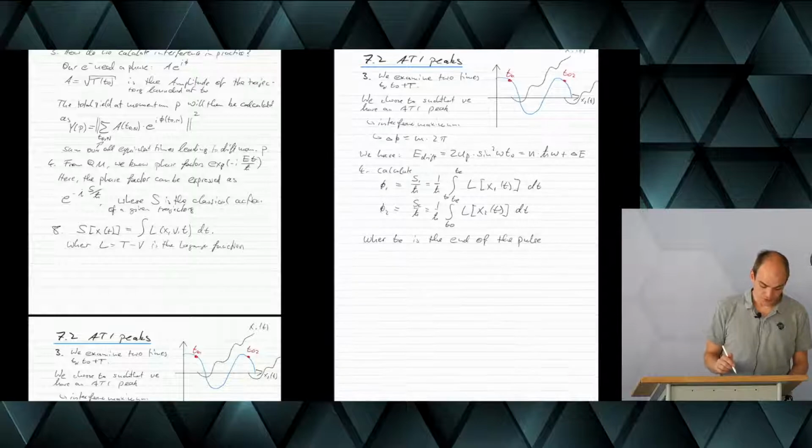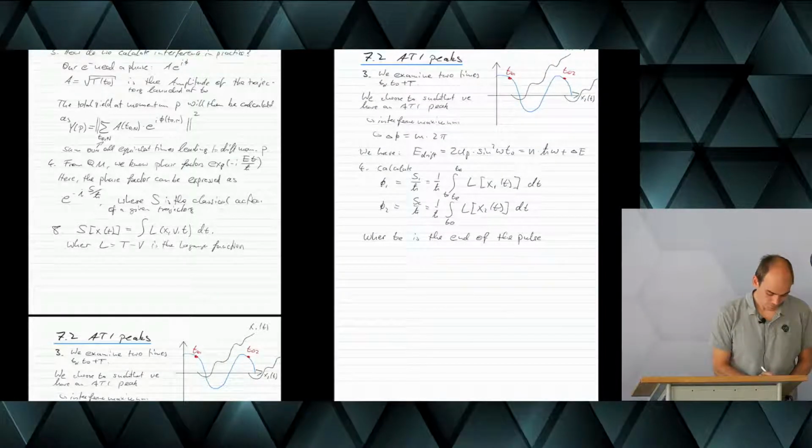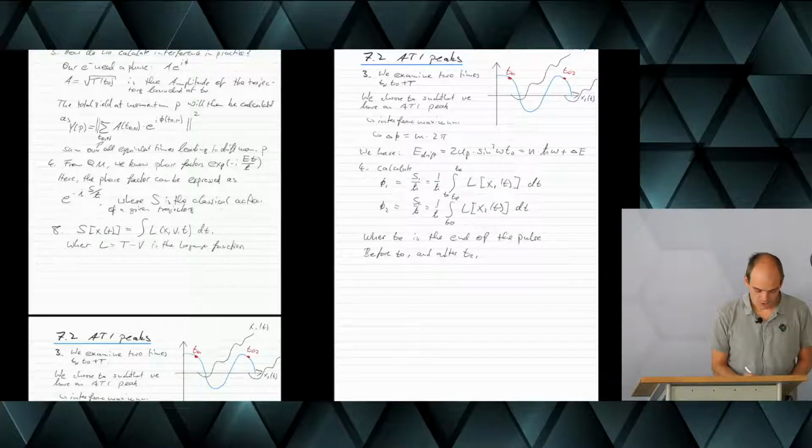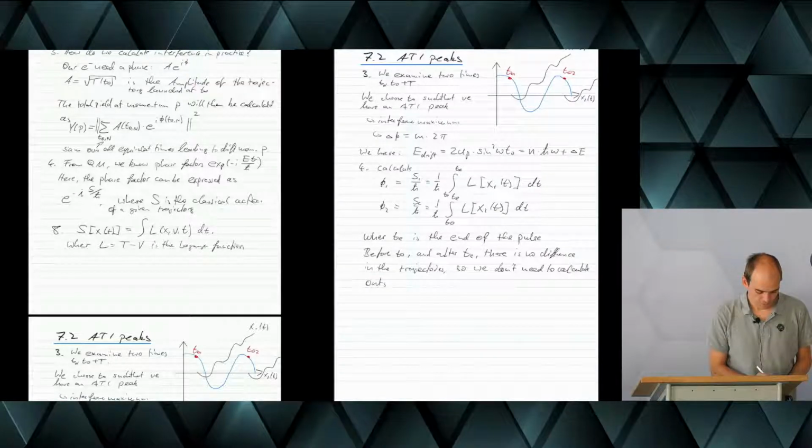Okay, so we discussed the limits. So I just write before T naught and after Te, there is no difference in the trajectories. So we don't need to calculate these. Calculate outside T naught, T end.